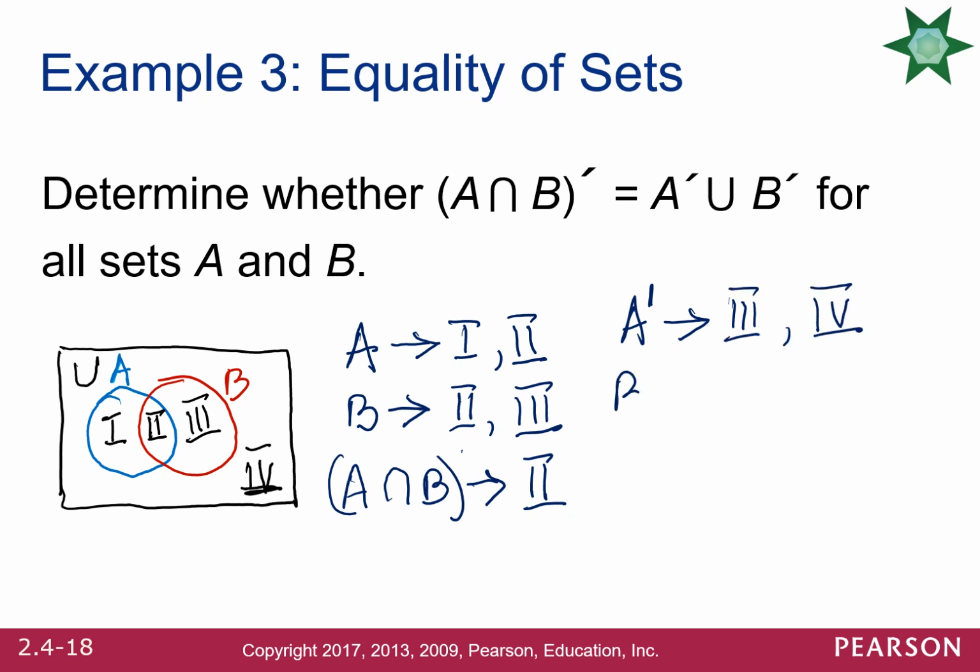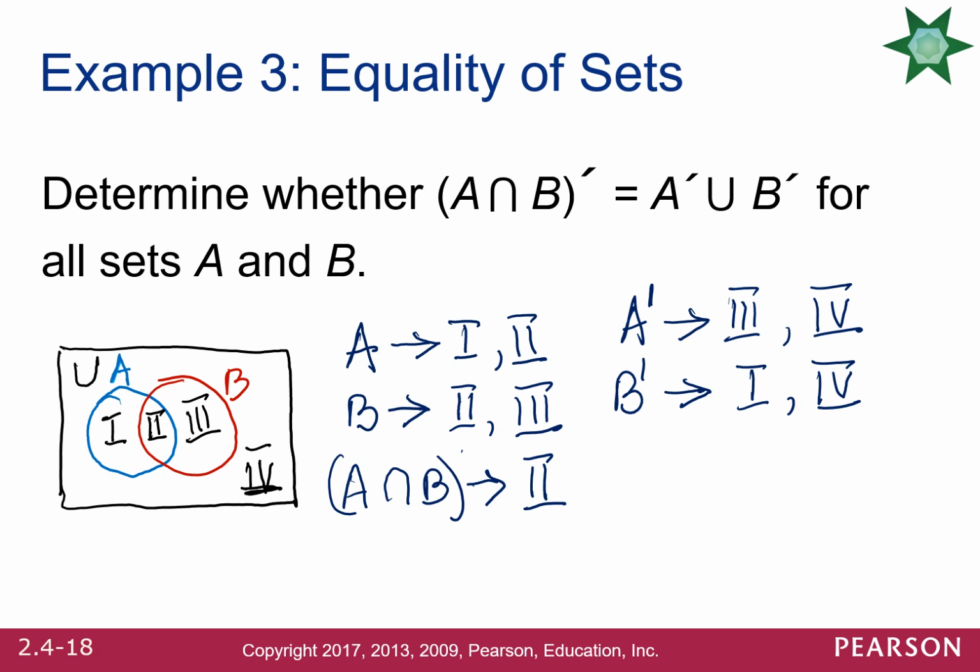Likewise, B naught would be the regions outside of 2 and 3, the regions other than region 2 and 3. B is 2 and 3, so B naught will be all regions which are not 2 or not 3. So that would be 1 and 4. So I'm going to write that here. 1, comma 4 would represent B naught.